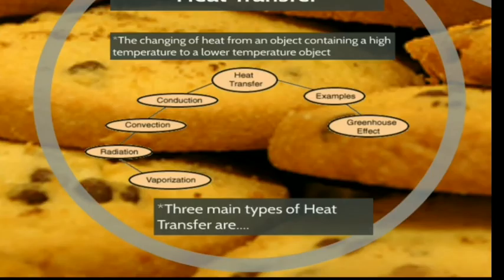Next, heat transfer. The change of heat from an object containing a high temperature to a lower temperature body. That means heat transfers from the oven to the cookie dough, because the oven has high temperature and the cookie has very low temperature. In this way, heat transfers to the cookie dough. Three main types of heat transfer are conduction, convection, radiation. These three types are the main physical properties in heat transfer.